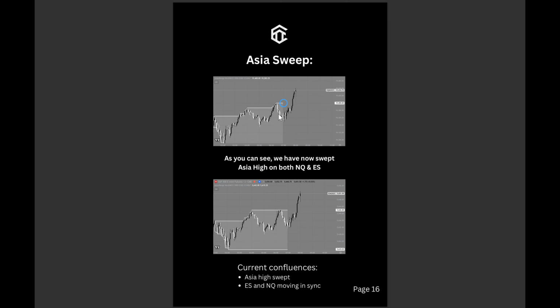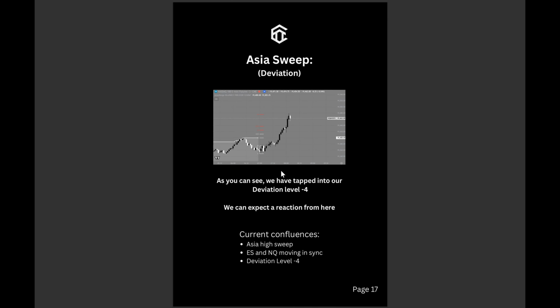As you can see on NQ at the top, we have managed to sweep the Asia high, and on ES, we've also done so. What this shows us is Asia high has been swept, and ES and NQ are moving in sync. These are two confluences added to our trade. Next, we can use our deviation tool from the nearest manipulation leg. We'll simply mark it from the high to the low of the manipulation leg, and this will project our levels. You can see here that when we came into -2, we did have a slight rejection, but the bullish momentum was so strong that we ended up coming up to the -4.